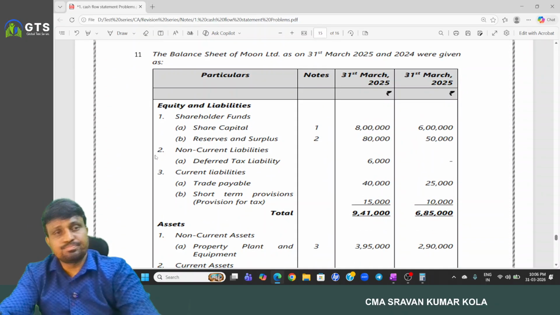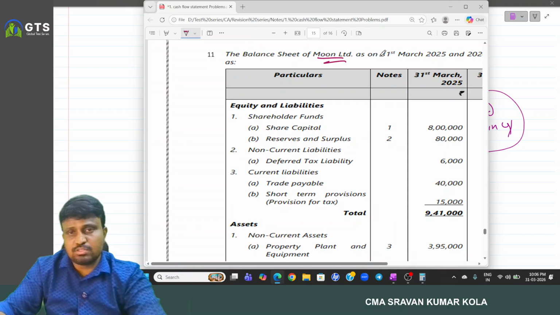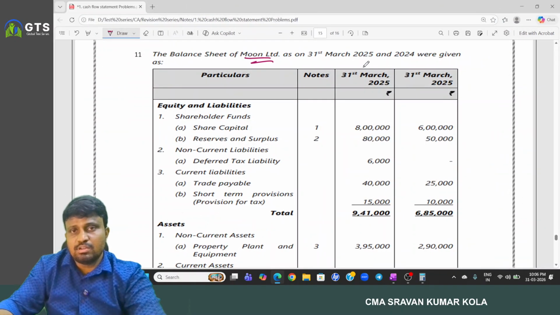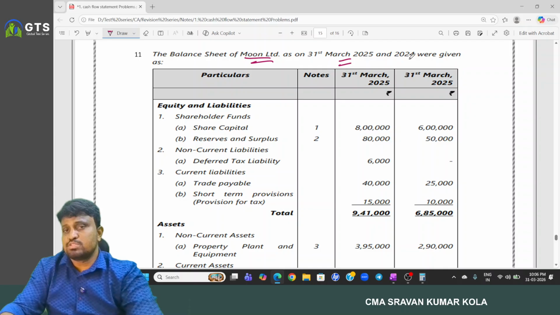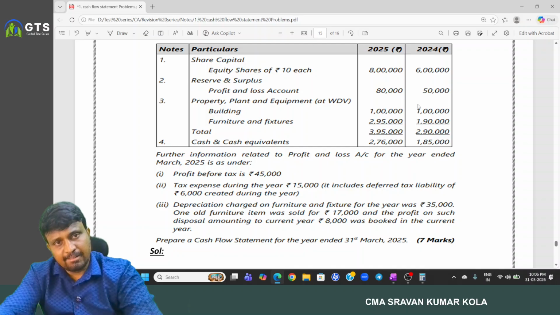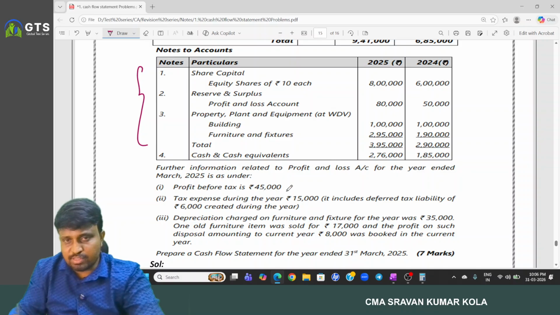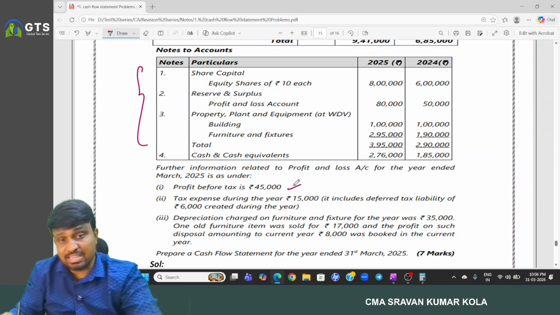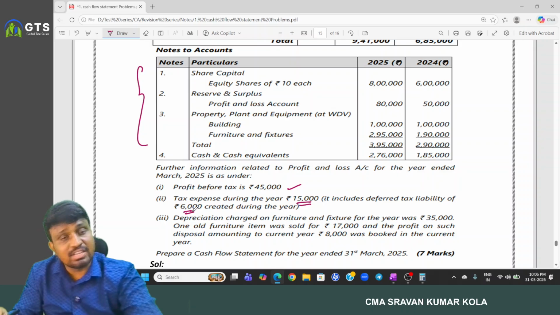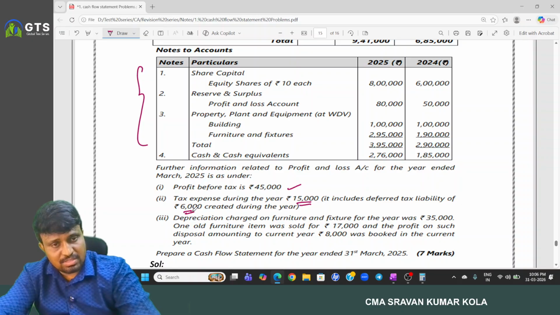And the last problem. The balance sheet of Moon Limited, 31st March 25, 31st March 24, we have. And in notes to accounts, we have the points. Further information: profit before tax was given directly. So, tax expense during the year, and it includes deferred tax liability also. This is an important point, and this is the new one we have in this problem.